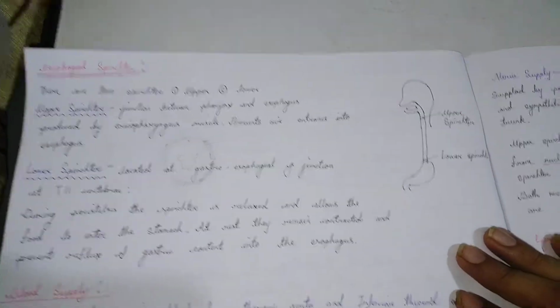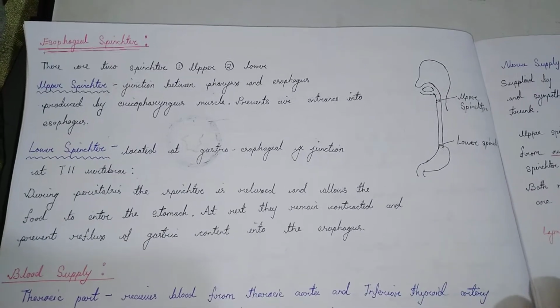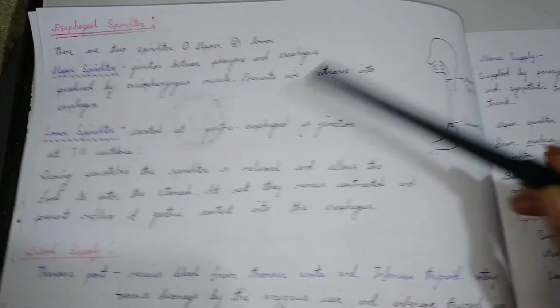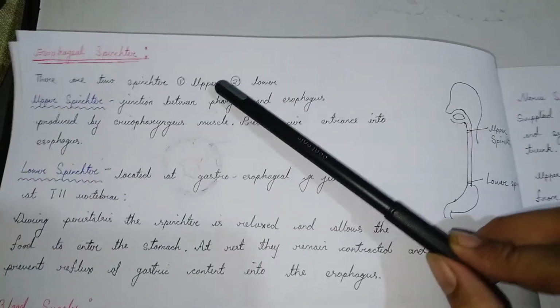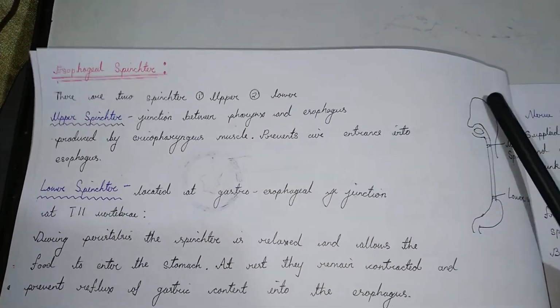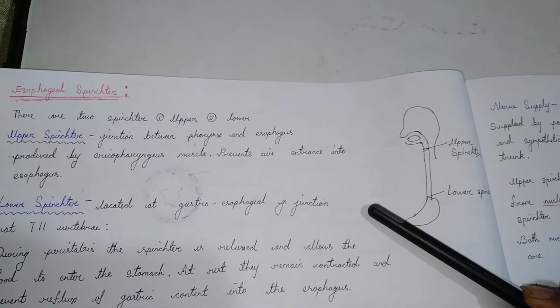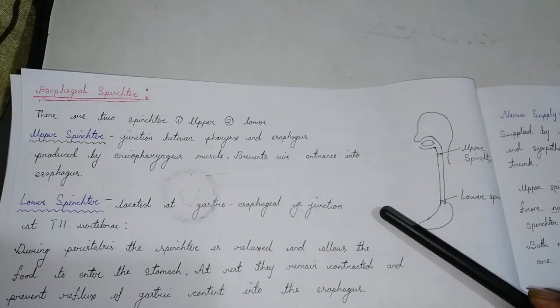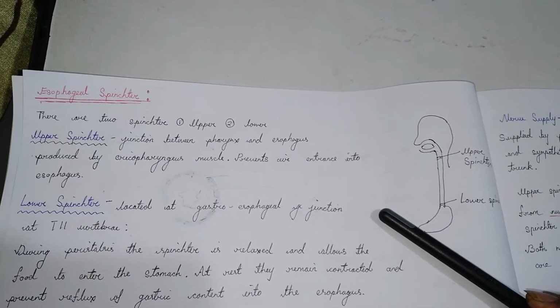Now our next topic is the esophageal sphincters. The esophagus has two sphincters, one is the upper sphincter and the other is the lower sphincter. What are sphincters? These are narrow constriction zones, which have protective and preventive functions.